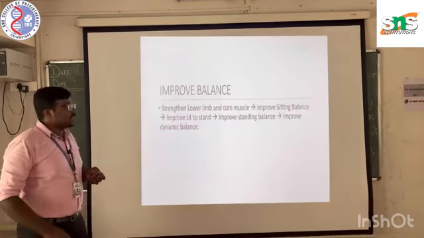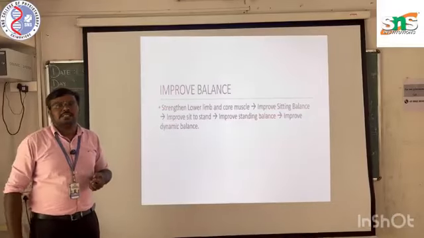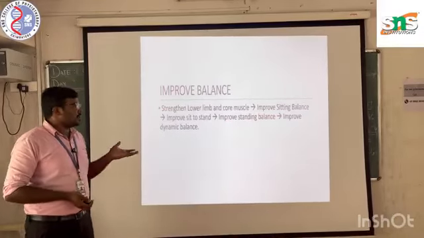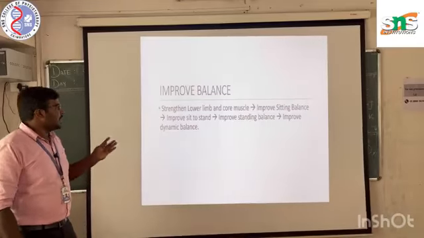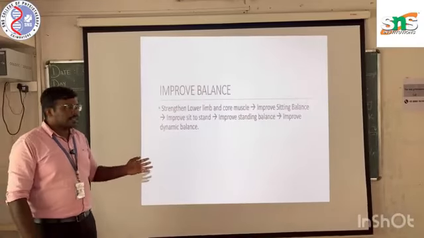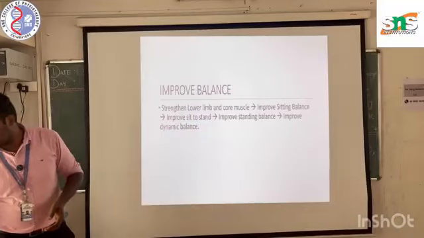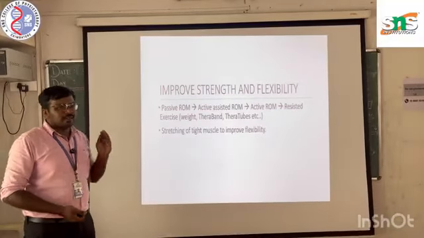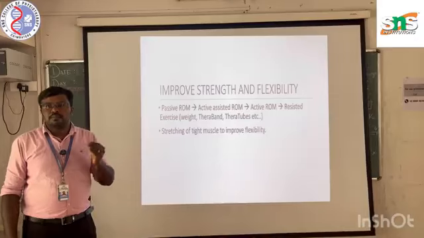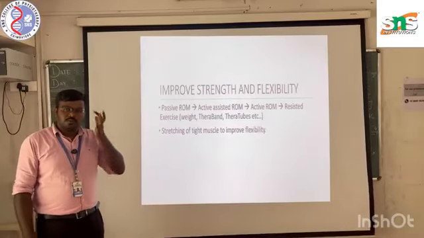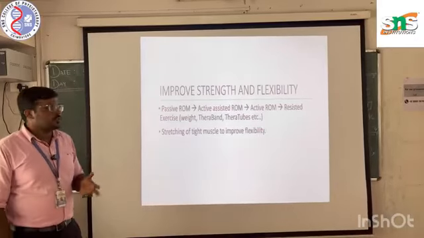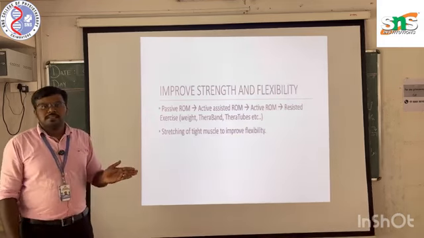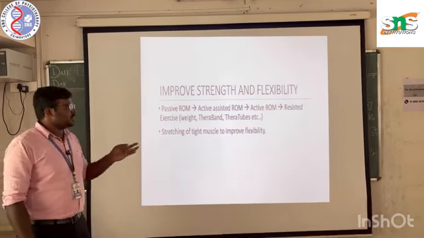Next, balance improvement. Mainly we strengthen the lower limb muscles, so that can improve the sitting balance, sit to stand balance, standing balance, and dynamic balance. Then improving strength and flexibility through the program. First, if the muscle power is such that patients are unable to move, we give passive range of motion. At the next stage, active assisted range of motion is given. In the last stage we have active range of motion.